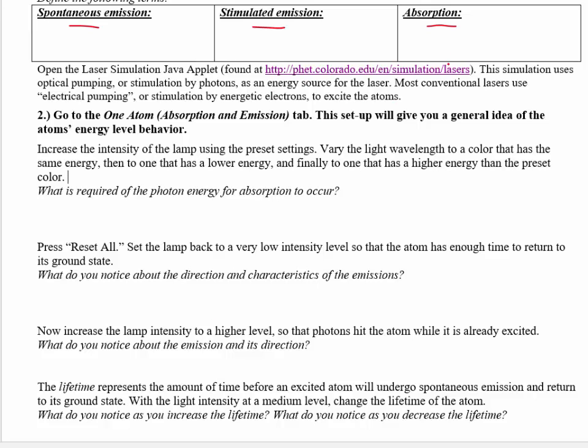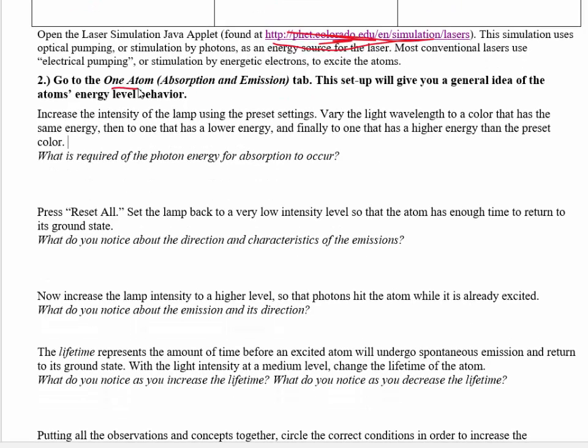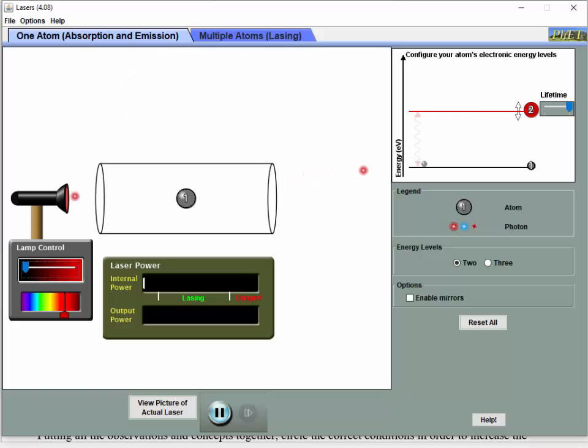I will also apologize that this is a Java simulation, but it's pretty much the only one that is out there. And we're going to mess around with just one atom. So let's go ahead and do that relatively quickly. Something that we know is that to excite this atom, it takes a certain amount of energy. If we don't have enough energy, then this atom's not going to become excited.